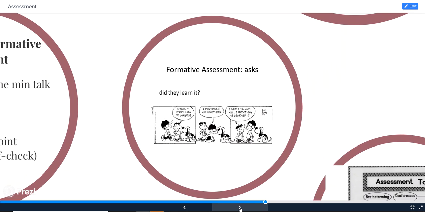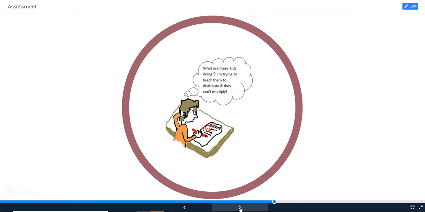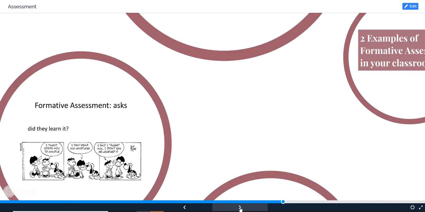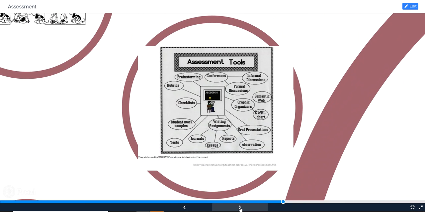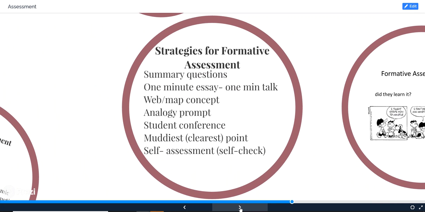Formative assessment asks, did they learn it? What are these kids doing? I'm trying to teach them to distribute and they can't even multiply, right? Here are some assessment tools: brainstorming, conferences, informal discussion, summative verb, oral presentation. All of these are forms of assessment.